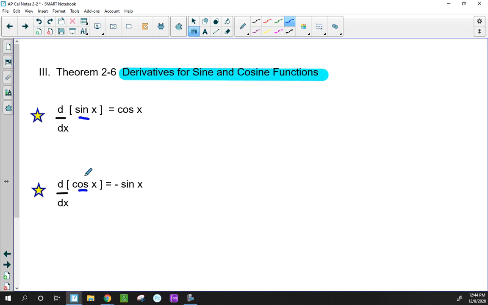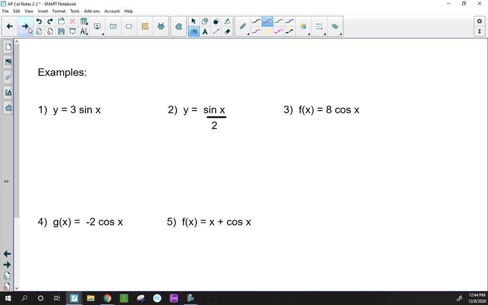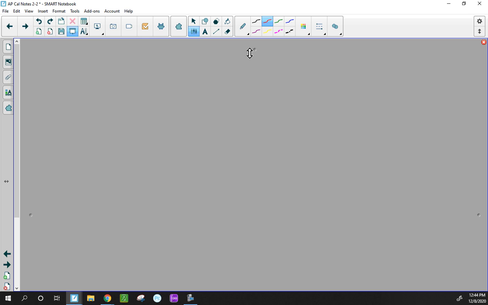On the other hand, if they give you cosine, find the derivative with respect to x of cosine x, then they're wanting you to give the negative sine x answer. Negative 1 sine x, either way. These are very important, and they must be memorized. Derivative of sine is cosine. Derivative of cosine is negative sine.